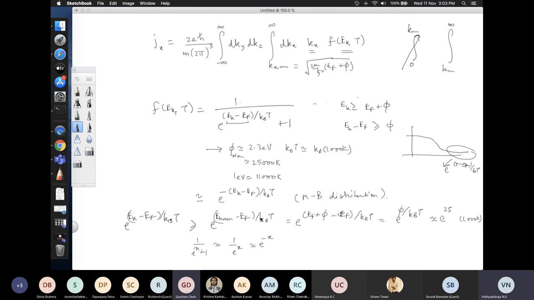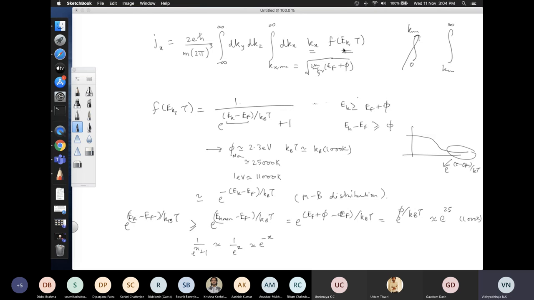Okay, sir. So yeah, I have a question. Yes. So if the temperature is let's say 100 Kelvin, is this approximation still valid? It is still valid, but you see the exponential becomes even smaller, right? See, the point is this.